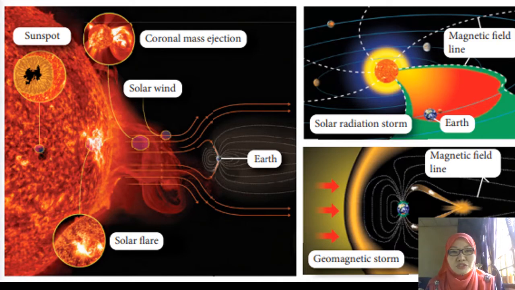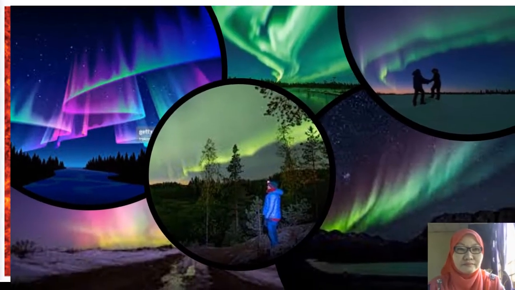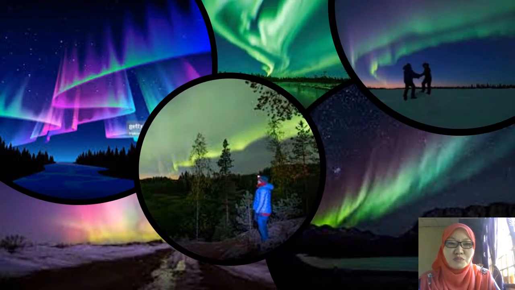This diagram shows the phenomena that happen on the surface of the Sun, such as sunspots, coronal mass ejections, solar wind, and solar flares, which affect the space weather. This picture shows the phenomenon of aurora. Look at the beautiful colorful lights.